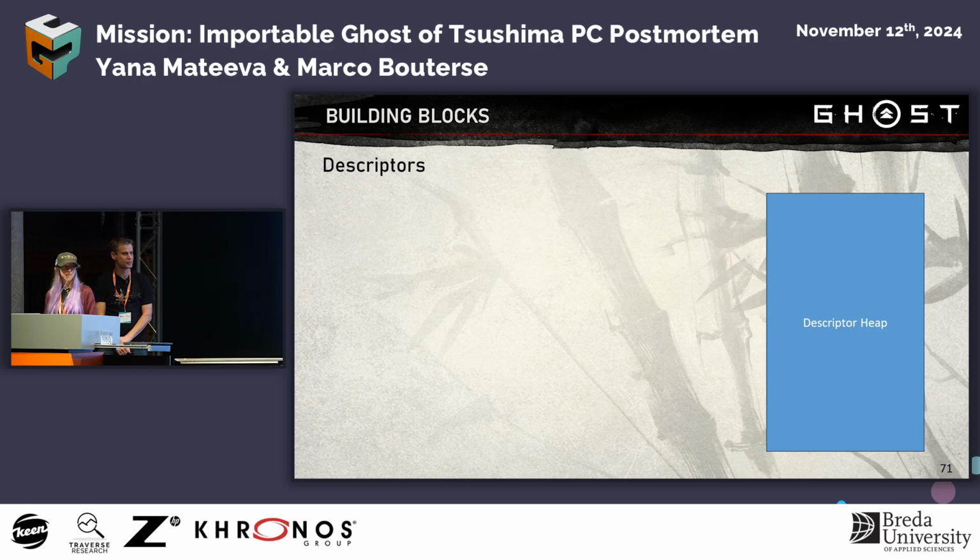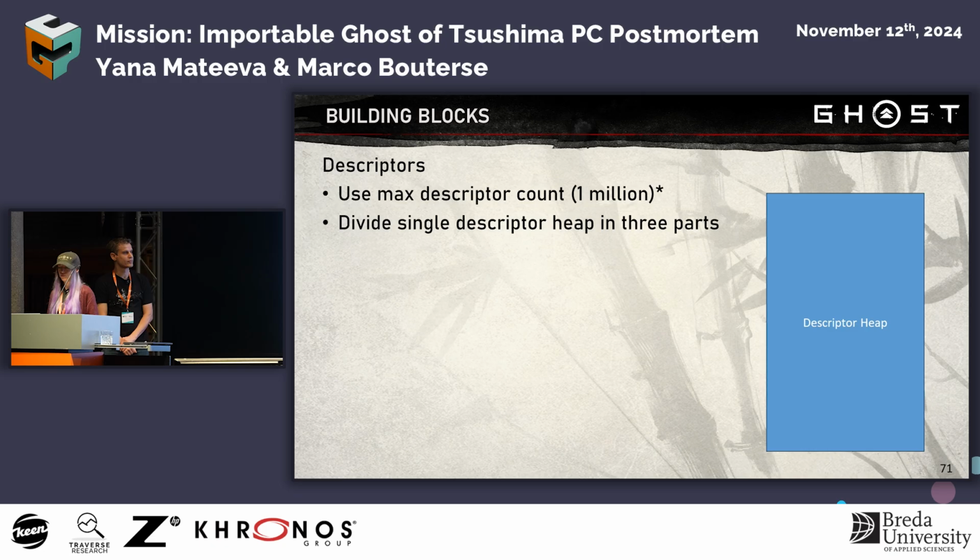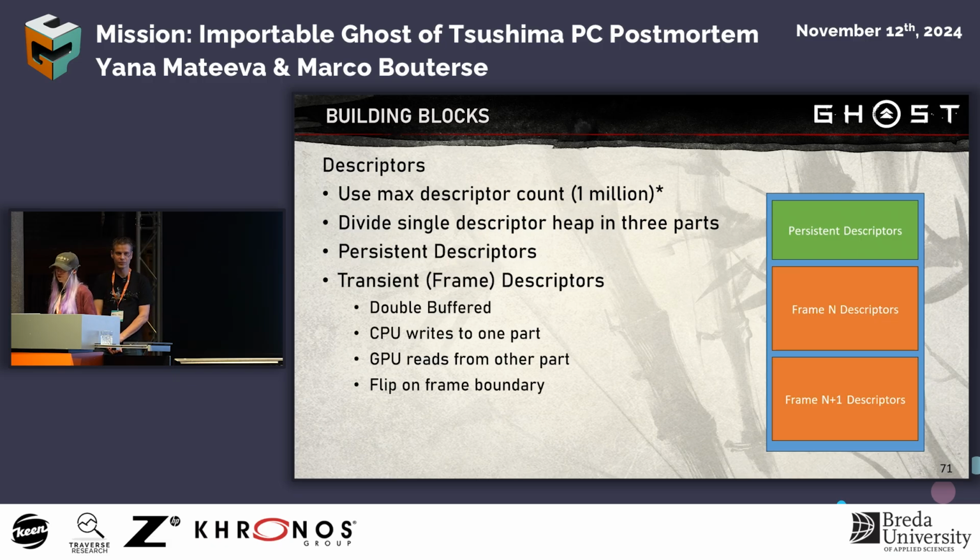A few more things we need to have as our building blocks. Let's look at our descriptor management. So what we do is we allocate one giant descriptor heap using the maximum possible descriptor count minus a few reserved for tools. And then we divide it into three parts. The first part is for persistent descriptors. Those we manage the lifetime of explicitly. And then we have two parts for our transient descriptors. The CPU is writing to one part, the GPU is reading from the other one, and then on the frame boundary, we flip the two.